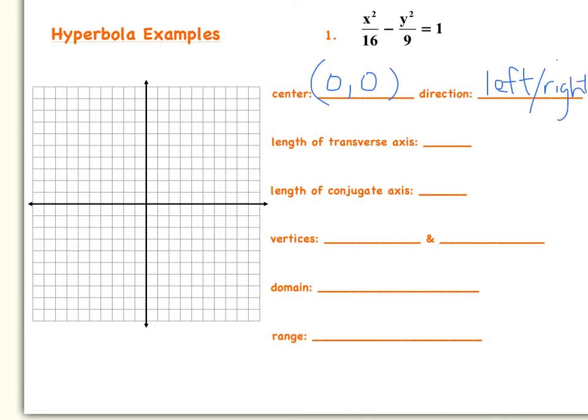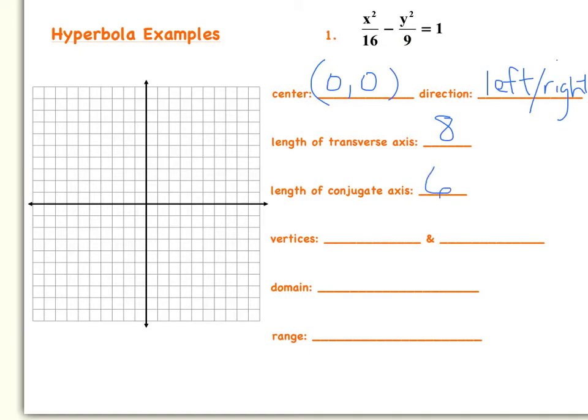Now to find the length of the transverse axis, we take the a squared, which is 16, and we find the square root of it. Well, the square root of 16 is 4, and now we have to double that. 4 times 2 is 8. So that's the length of our transverse axis. For the length of the conjugate axis, we're going to do the same thing. We will take the b squared value, which is 9, and take the square root of it, which would be 3, and then double it. 3 times 2 is 6.